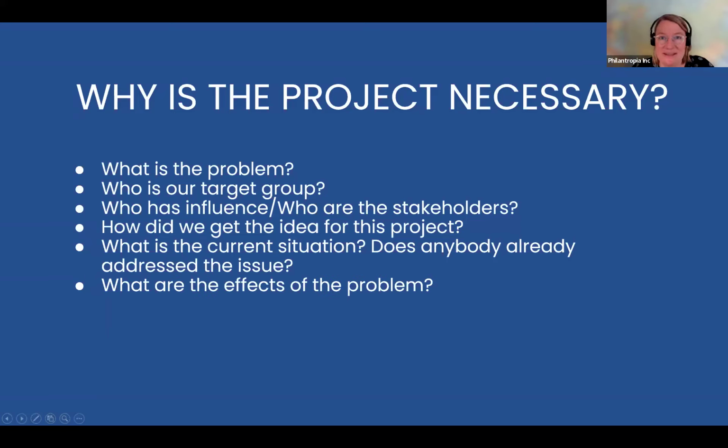And what are the effects of the problem? Because usually you have a problem, and we'll look at the problem tree in a moment, but the problem has causes and effects. So what happens because of this problem? Sometimes we get a bit confused here and things are not distinguished properly, but this really helps if you think, what is the problem that you want to solve and what happens because of that problem?